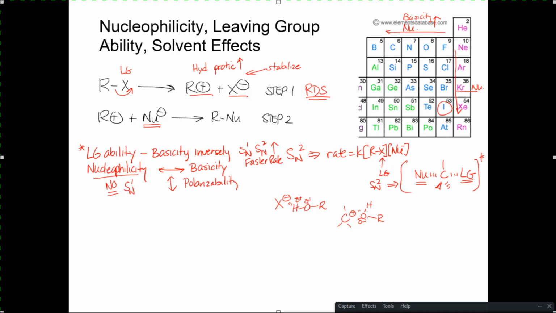So that's the effect. Nucleophilicity does not have an effect in SN1. Leaving group ability always has an effect. And in the case of the solvents, the solvents that will make an SN1 reaction go faster are the hydroxylic, protic, polar solvents. Okay? So that's the effect of nucleophilicity, leaving group, and solvent effects on an SN1 reaction.